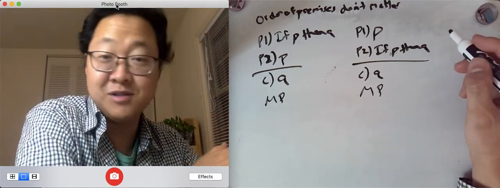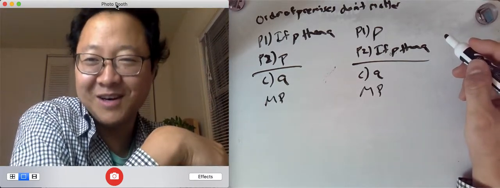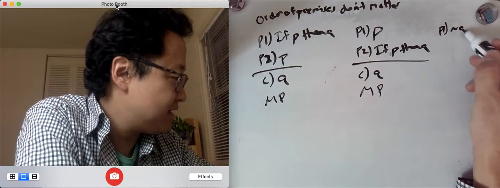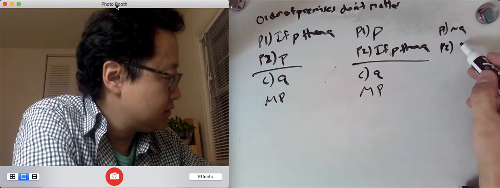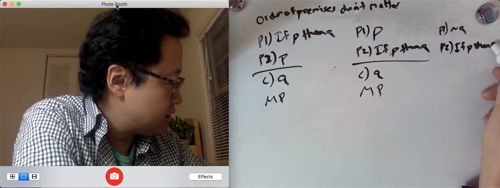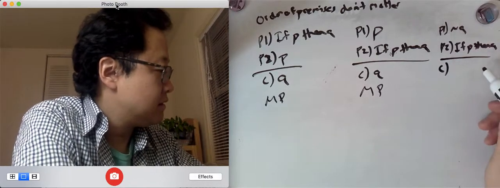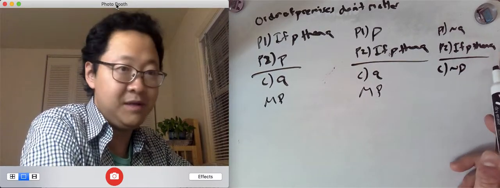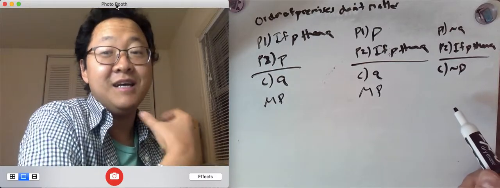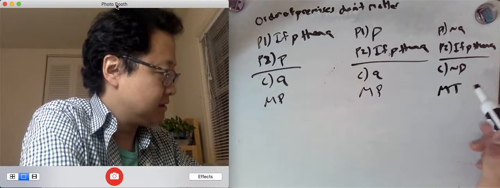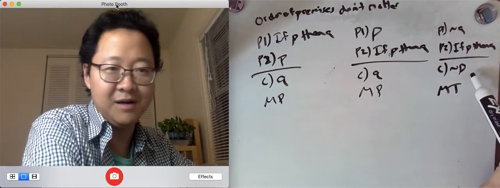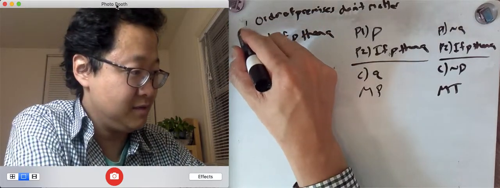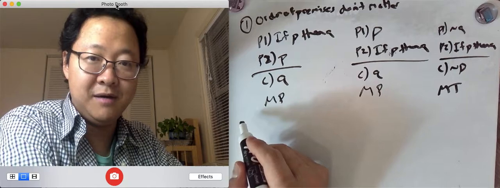So this is going to apply not only to modus ponens, but any of the other argument forms. For example, this one's kind of harder to identify, but let's say I have: premise 1, not Q; premise 2, if P then Q; conclusion, not P. Okay, can you identify this? It's modus tollens. Just flip it: if P then Q, not Q, therefore not P. And then it'll look more familiar to you. So that's the first point I want to make for this video: order of premises does not matter.